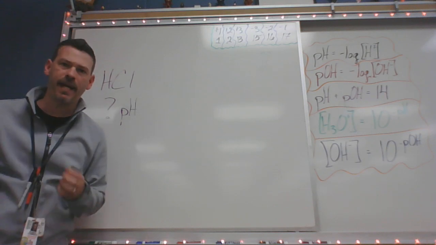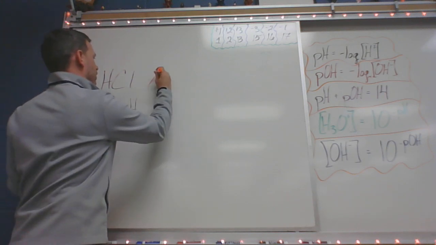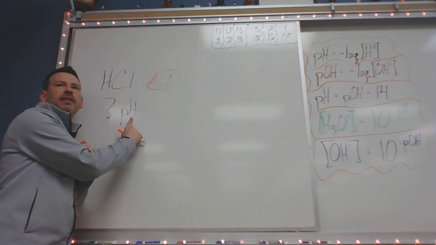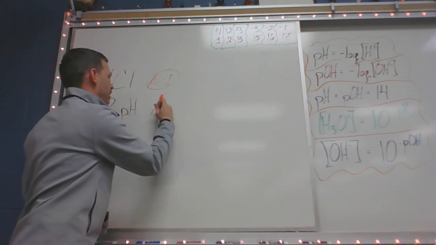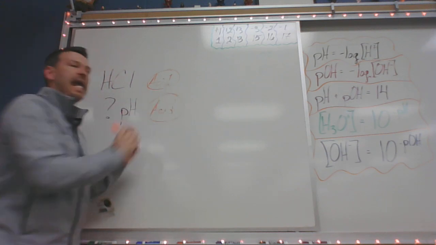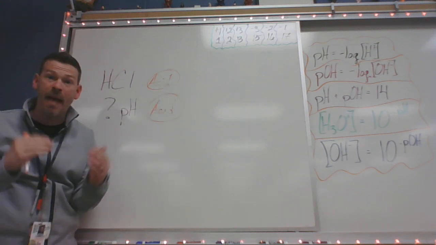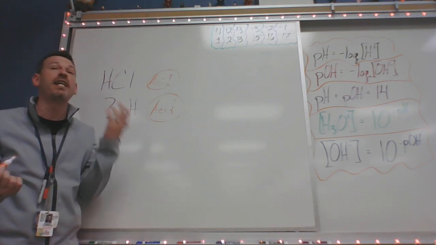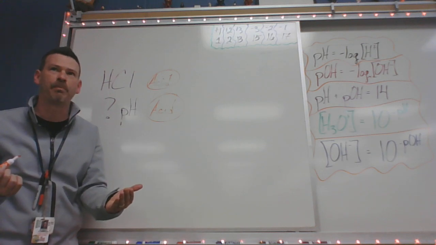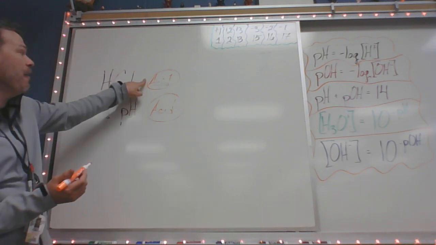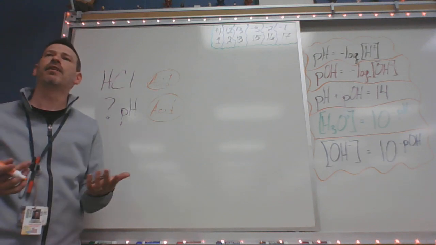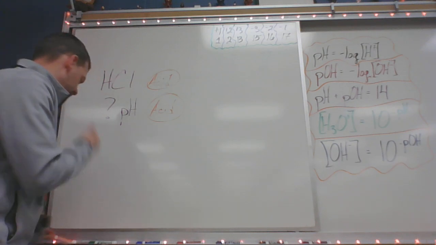HCl, is that an acid or a base? It's an acid. Look right above my finger. H, is that an acid or a base? Acid. If those two things match up, then it's an easier problem. All the problems are easy. It's just when they don't match up, there's one really easy, simple step to add. But if they match, then you just take the negative log of the concentration. So let's practice that once.